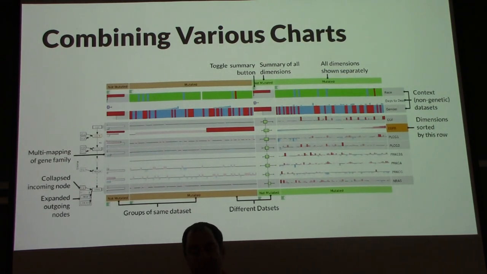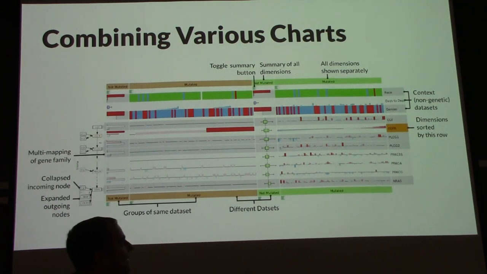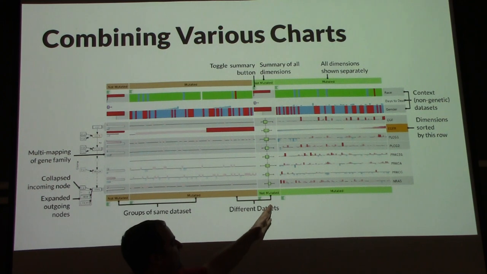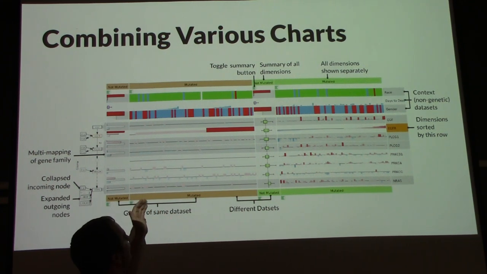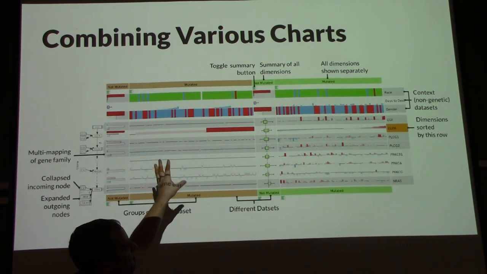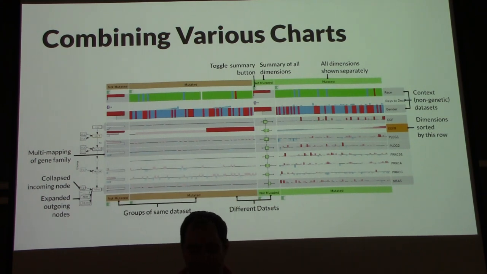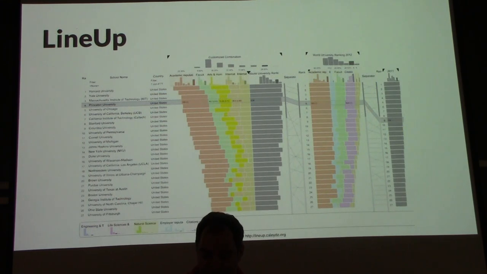And you could also combine various charts. As you've seen, here we have an example for genetic data where we have mixed different visual representations. There's some aggregations in there. And then we see here's numerical data, and on top we have categorical data. This is sorted, and so on. So there's lots of choices if you want to create charts like this.